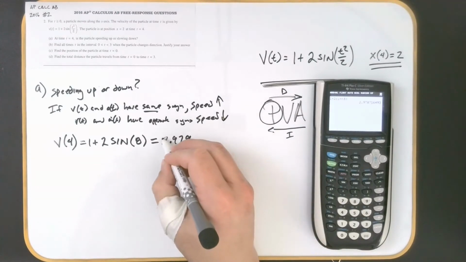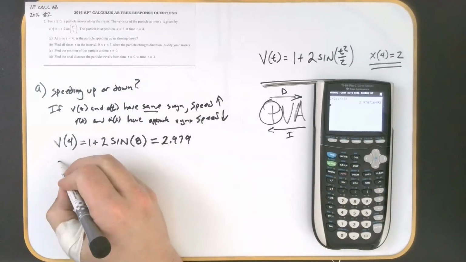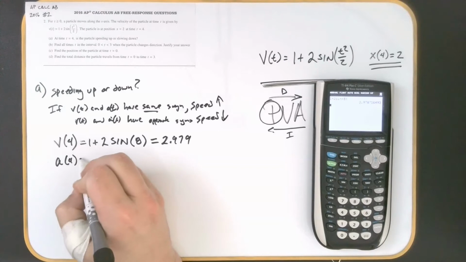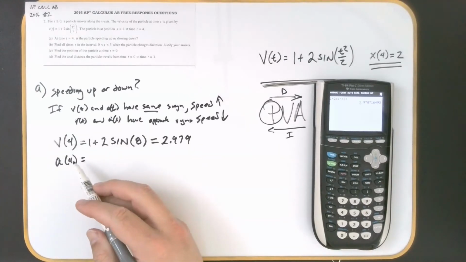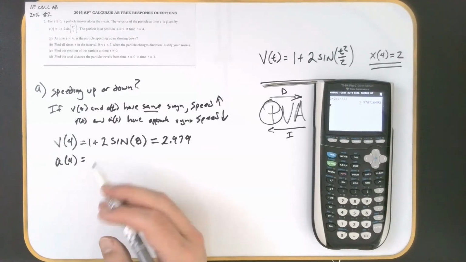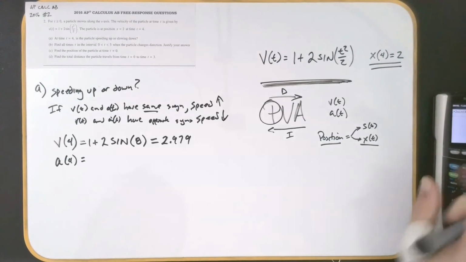2.979, and in reality we don't even care what the number is, we just care whether it's positive or negative. And now we're going to compare that to the acceleration at 4. Well, before we find the acceleration, we're going to have to find the acceleration function, which means we're going to have to take a derivative, which brings us back to this here.